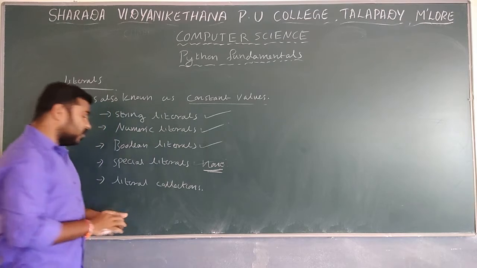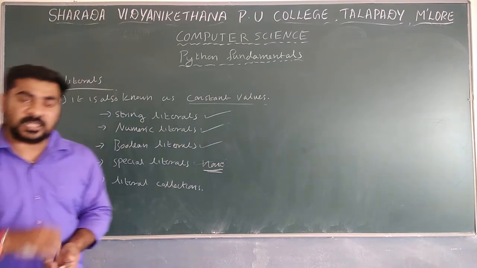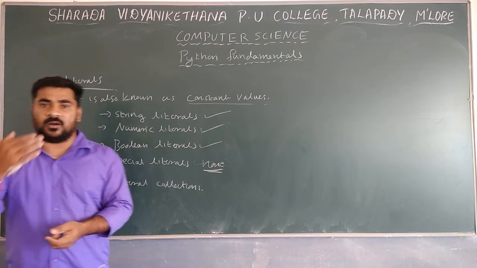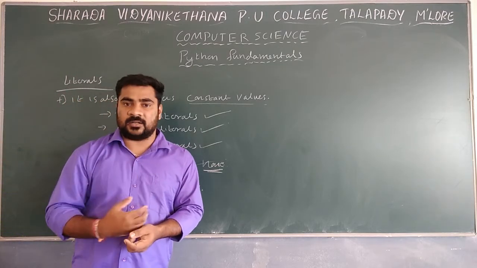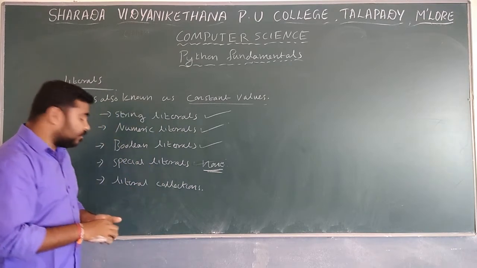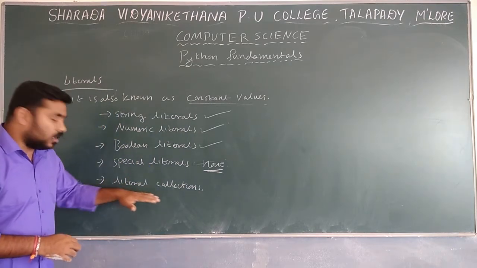The last one is literal collection. Literal collection means collection values, for example a list or a dictionary, which is a collection of values. When collections of values are there, those types of constant values are known as literal collections.